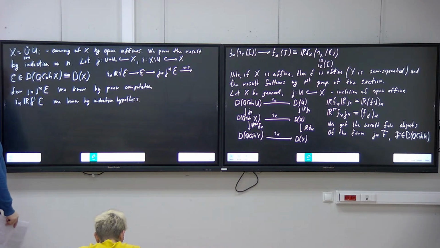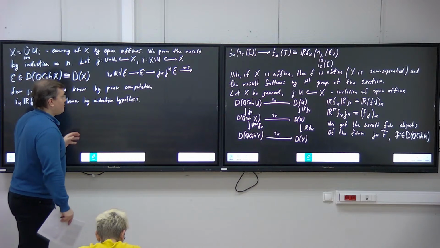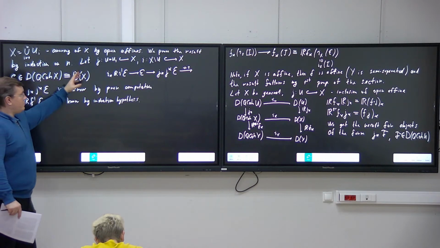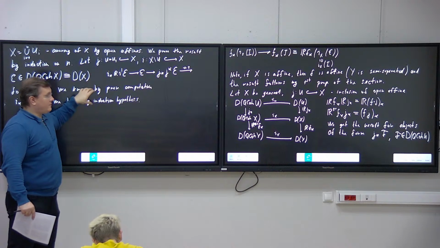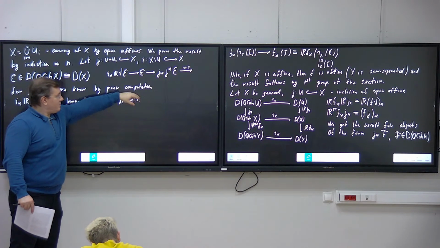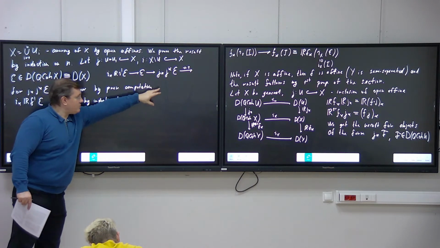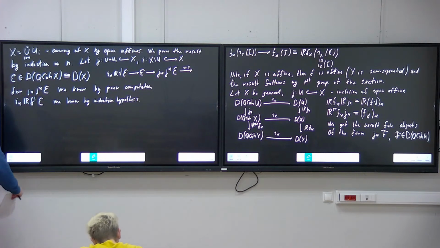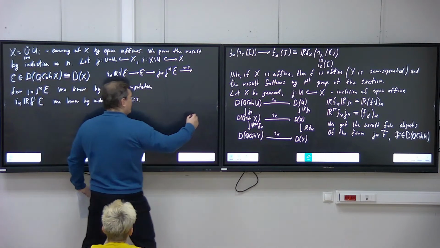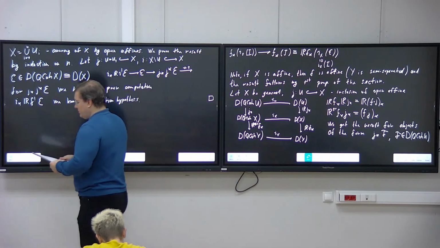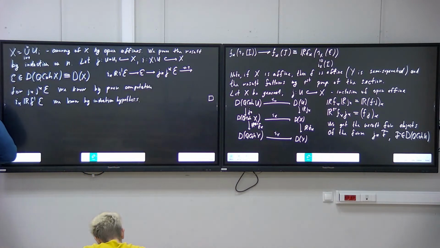I don't want to write this diagram, but I hope you understand. You have this distinguished triangle, you have a map between two functors, you apply one functor to this distinguished triangle and another functor to this distinguished triangle, and you have 3 maps. These 2 maps are isomorphisms, hence the map in the middle is also an isomorphism. That's the end of the proof, and that's the end of section 6.3.